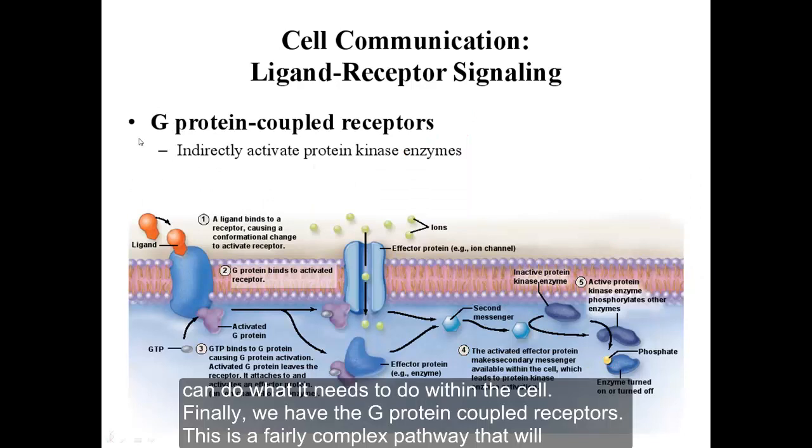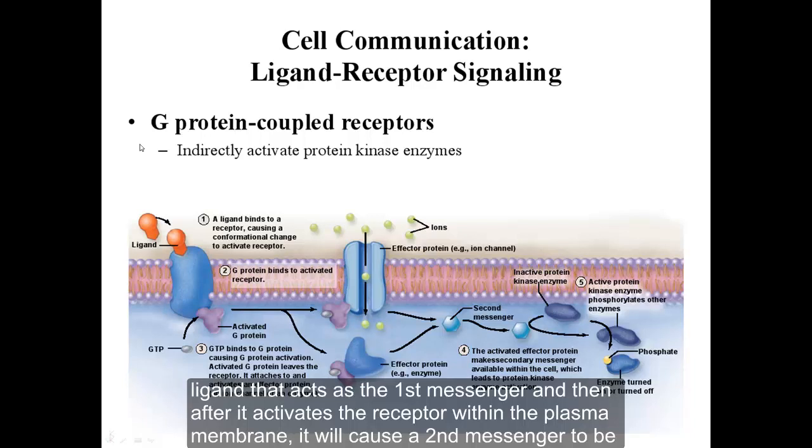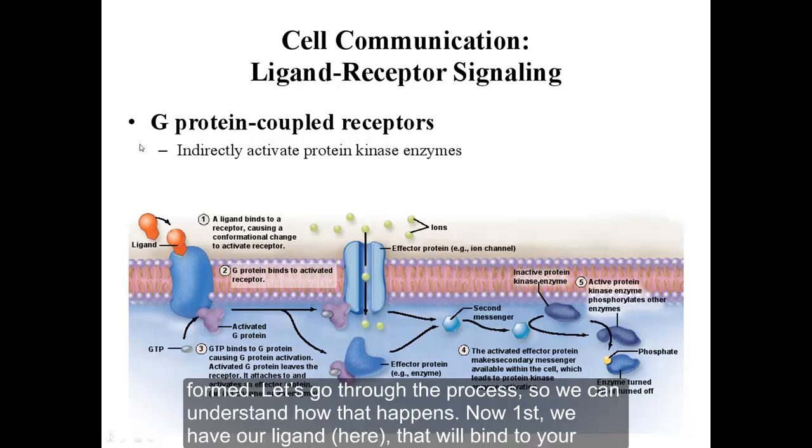Finally, we have the G protein coupled receptors, and this is a fairly complex pathway that will indirectly activate protein kinase enzymes. This is often called the second messenger system. And it's called the second messenger system because we have the ligand that acts as the first messenger, and then after it activates the receptor within the plasma membrane, it will cause a second messenger to be formed. But let's go through the process so that we can understand how that happens.